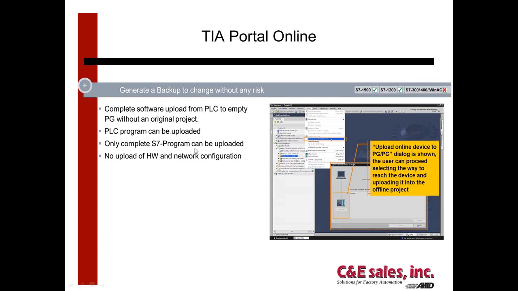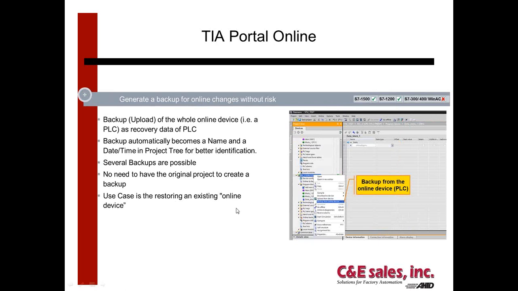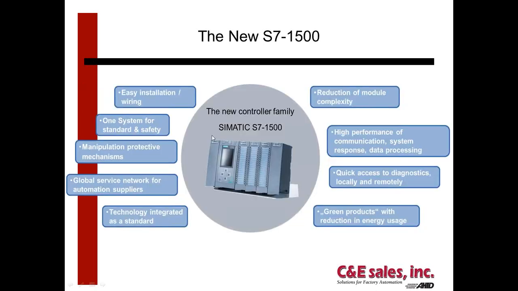As far as generating a backup to protect yourself, you can also do a backup, which is different than the upload of the program. This is actually an upload of everything. And again, you don't need the original project to perform this backup. This file is essentially a backup file that is meant for a recovery point. So this is a way to say, okay, I've got a backup as of May 9th, 2013. I have a problem in June. I can drop this program back in and know that I can get back to this point. Just a little bit of a snippet on what the software is going to be able to do.